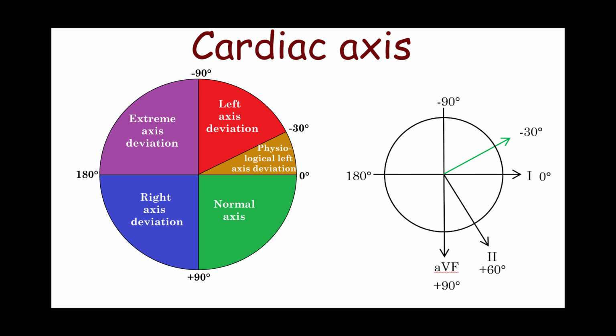To differentiate physiological left axis deviation, the QRS complex in lead 2 should be analyzed. If the QRS complex in lead 2 is predominantly positive, the QRS axis ranges from 0 degrees to minus 30 degrees. If the QRS complex in lead 2 is negative, the QRS axis is less than minus 30 degrees.